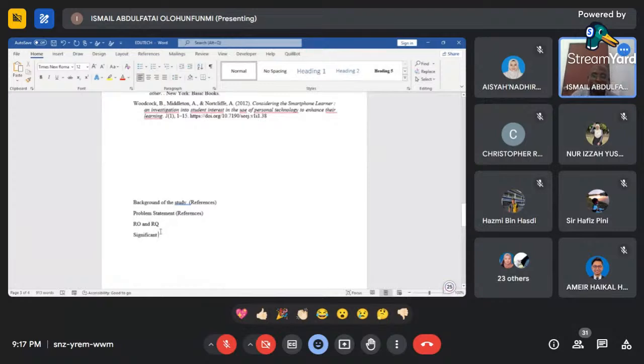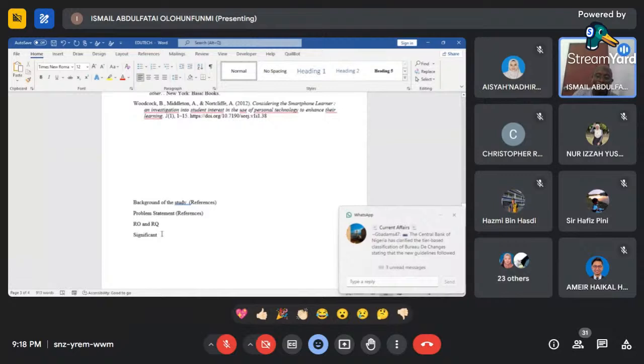Significance of the study. You get my point now. So you have looked at the significance of the study. What is there? What is not there? What you need to critique under the significance of the study is: does it contain the benefit of the study, the contribution of the study to knowledge, theoretical contribution, practical contribution, and other things.